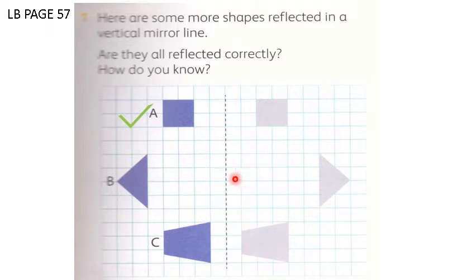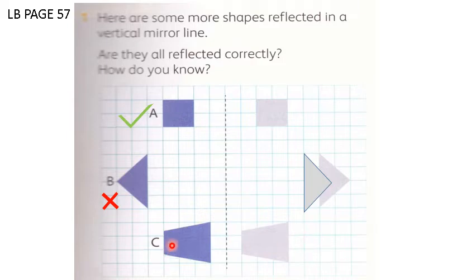Let's take a look at the reflection. 1, 2, 3, 4, 5, 6. Oh, so this is not in the correct place. This is where it should be. It should be 1 square closer to the mirror line.